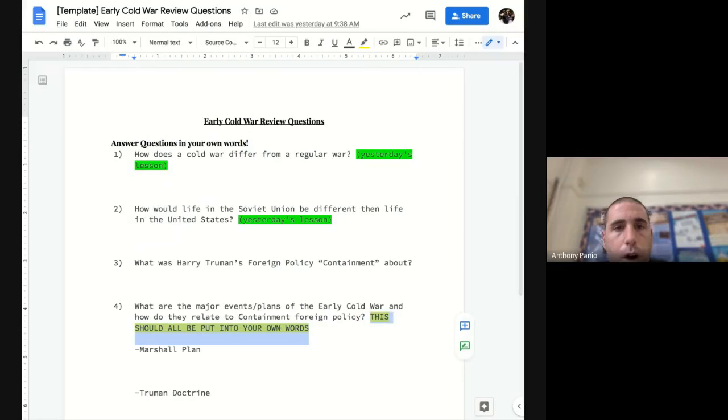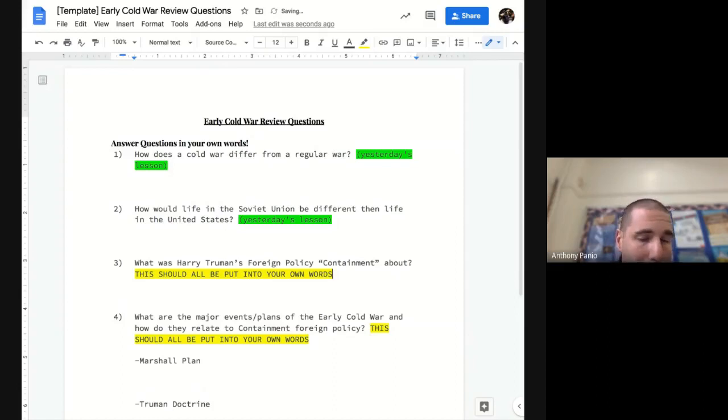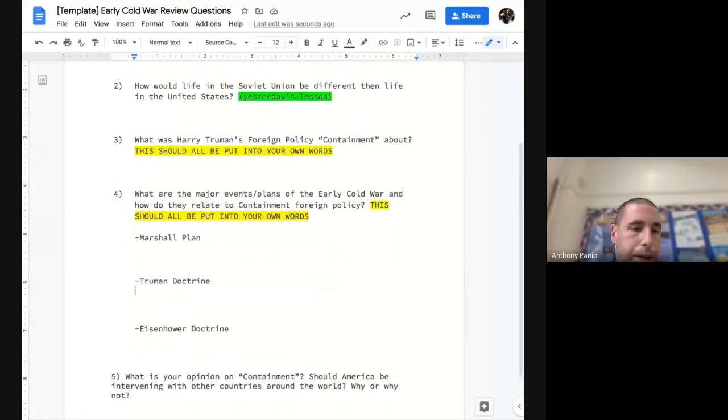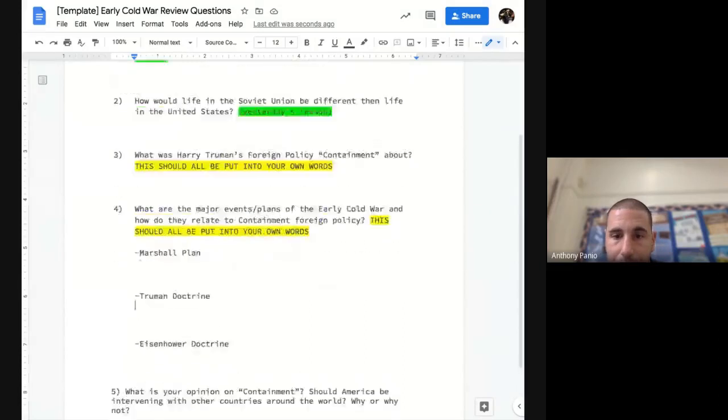Pretty much for all the things here, I'm going to ask you to not copy and paste from your notes, please. Questions three and four: try and put this into your own words, not the words that you wrote down from the notes. Tell me in your own words what containment's about. Tell me in your own words what the Marshall Plan, the Truman Doctrine, and the Eisenhower Doctrine are all about.